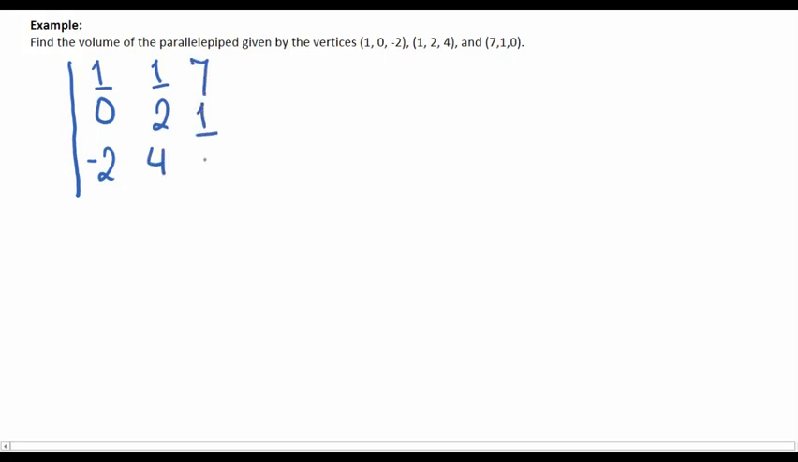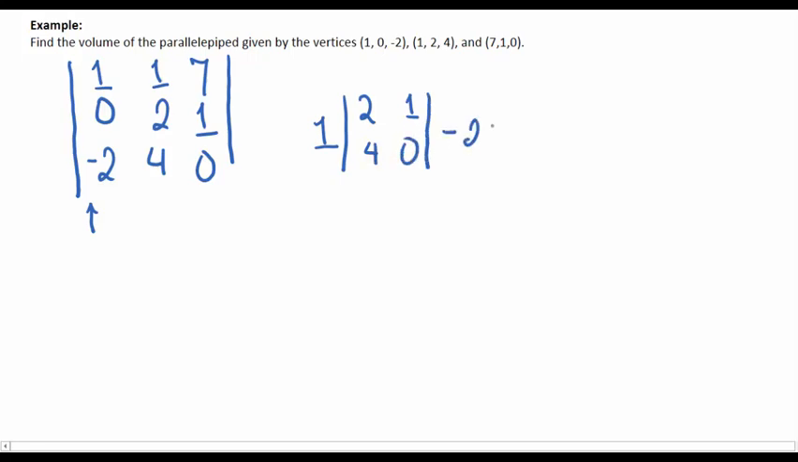We should pick a row or a column to go down. I'm going to pick the first column since it has a 0. 1 times, if you delete the first row and first column, you're left with 2, 1, 4, 0. The second entry is a 0. The last one's a -2. Deleting those, I'm left with 1, 7, 2, 1.